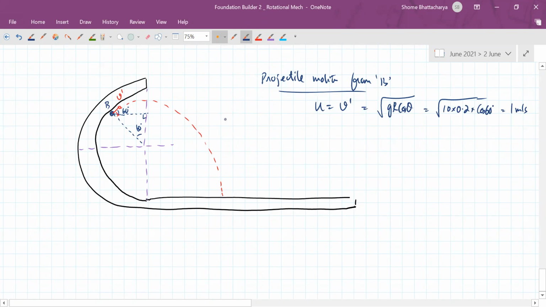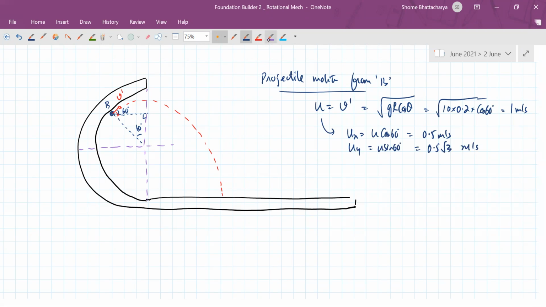Okay. And its horizontal component is u cos 60, so it is 0.5 meters per second. And its vertical component is u sin 60, so that is 0.5 √3 meters per second. Okay. Now, what we can do here is we have to find this point's location, right? So let's take this point only as our origin.